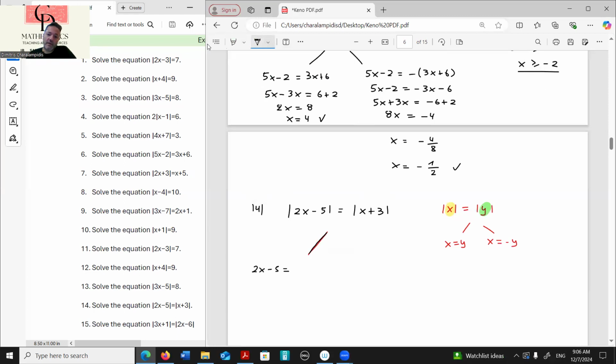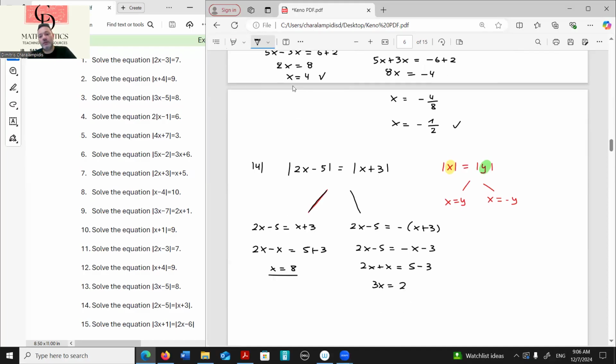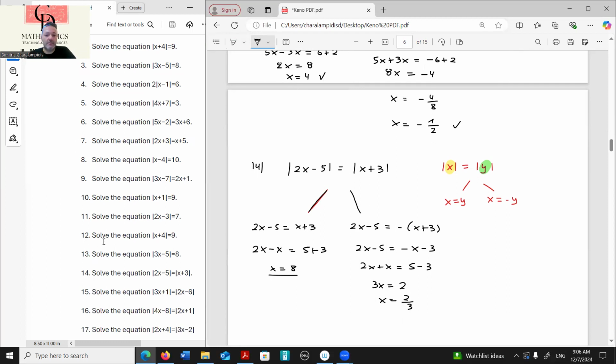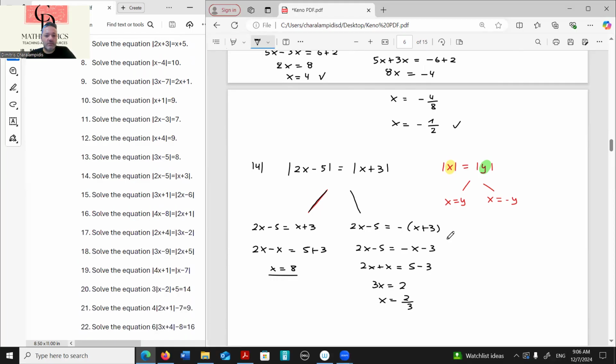2x minus 5 is x plus 3, or 2x minus 5 is minus x plus 3. So 2x minus x equals 5 plus 3, so x is equal to 8. Or 2x minus 5 is minus x minus 3, so 2x plus x equals 5 minus 3. 3x is 2, so x equals 2/3. Both should be accepted. Let's see what else do we have.